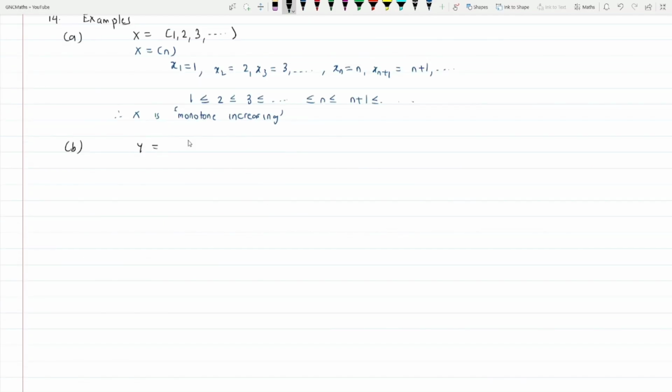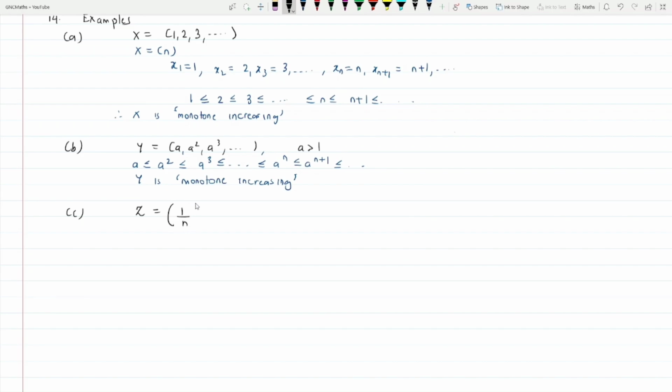Consider the sequence y equal to a square, a cube and so on, where a is greater than 1. It can be checked that a is less than or equal to a square, less than or equal to a cube, and it will be less than or equal to a raised to n, less than or equal to a raised to n plus 1. And thus we can say that the sequence y is also monotone increasing. Consider the sequence z given by the reciprocal of natural numbers, 1 by n. This sequence is going to be monotonic decreasing.